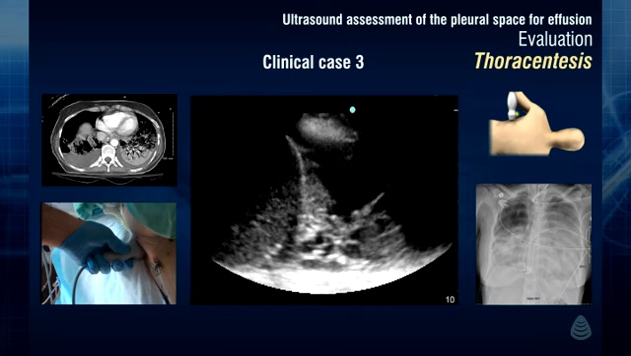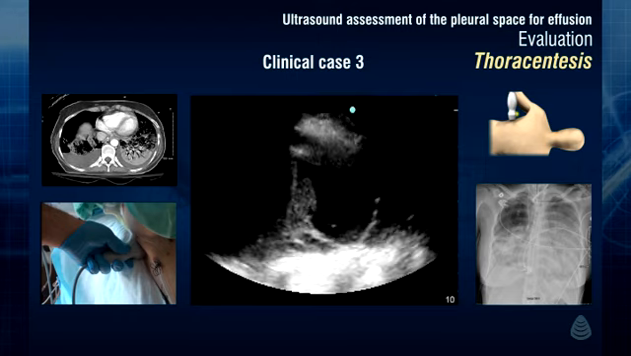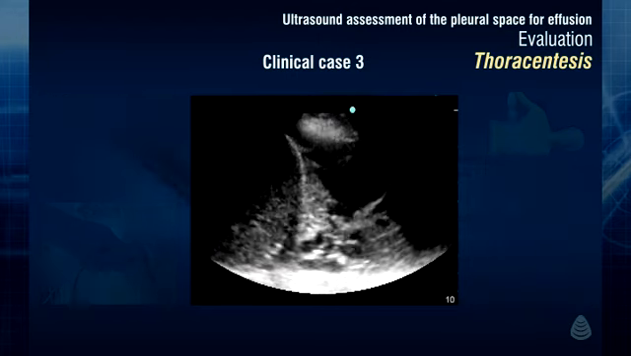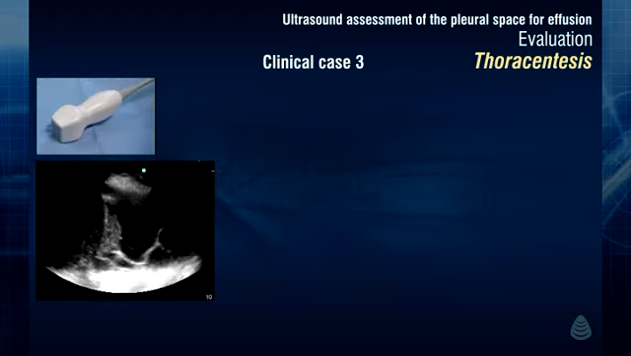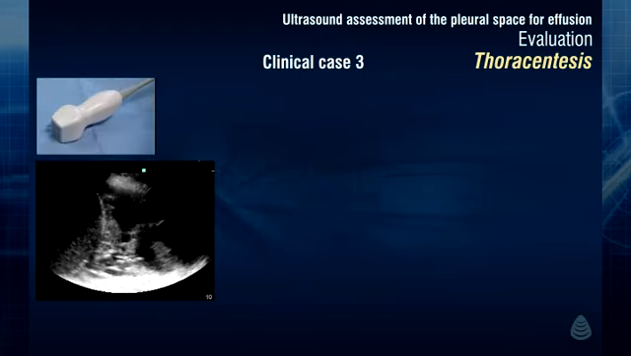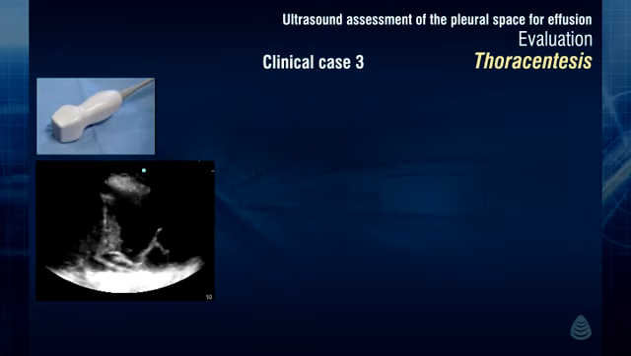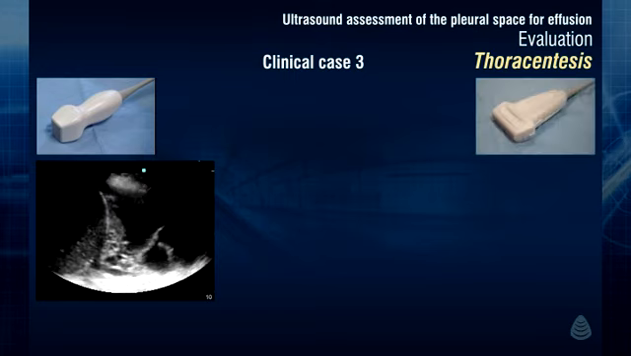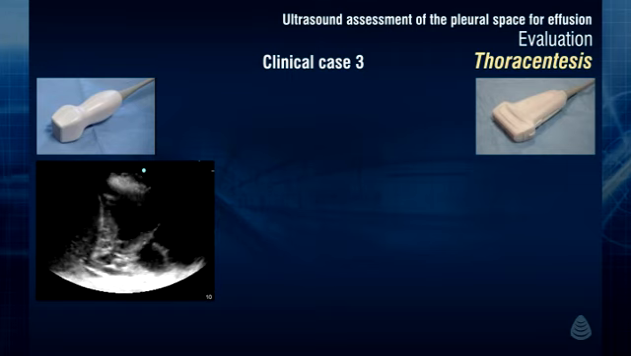Because of the loculated nature of the effusion, use of real-time guidance for thoracentesis is indicated. The phased array probe provides an excellent view of the effusion and surrounding structures and is clearly the best probe to use to assess the effusion and needle entry site. Once a needle entry site is determined, the linear probe can be used to proceed with needle insertion.